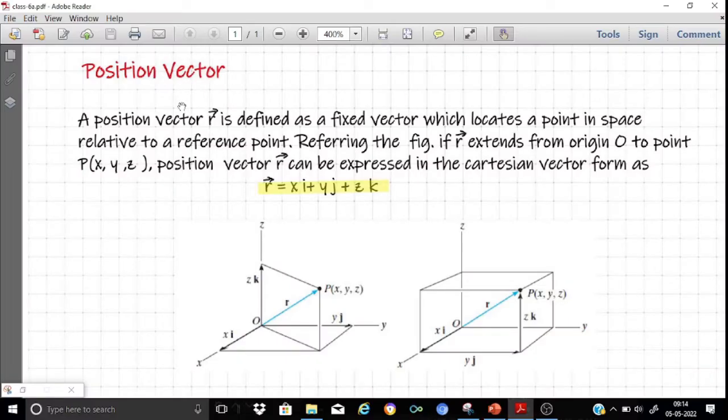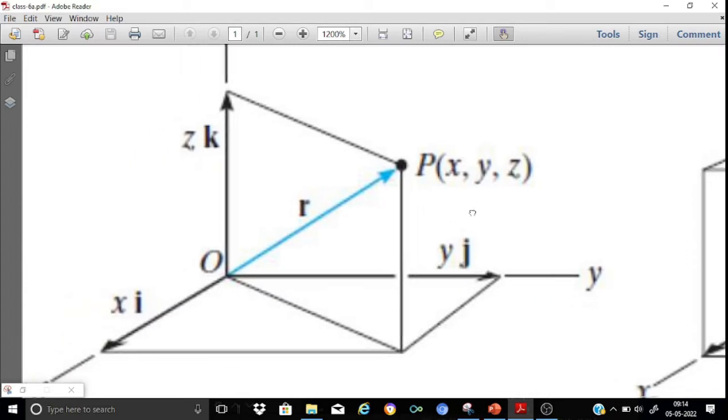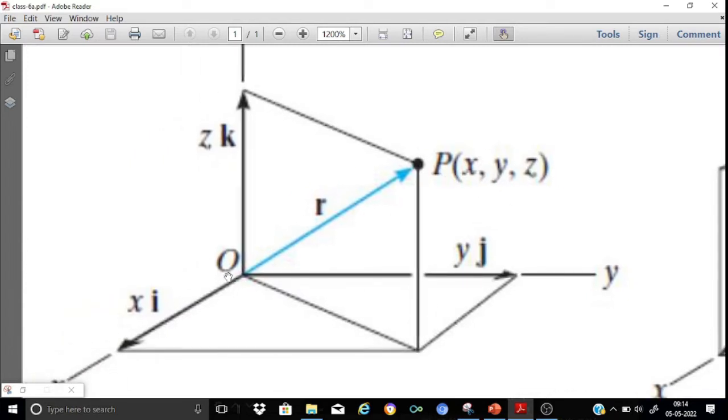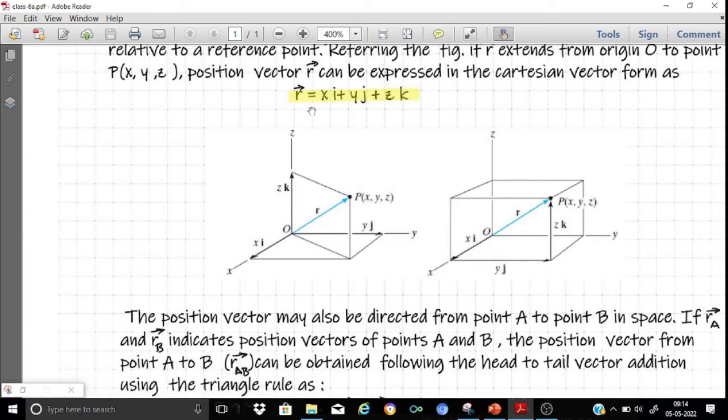So let us first discuss the concept of position vector. As the term suggests, a position vector is used to locate a point in space related to a reference point. For example, referring to this sketch, here is shown a point B whose coordinate is xyz related to the origin O. Now, to find out the position vector associated with the point B, we draw a vector from the reference point O to the point B. And the vector OB, that is designated by vector R, is the corresponding position vector, which can be written as vector R is equal to xi plus yj plus zk. For this case, the position vector is directed from the origin to the subject point.